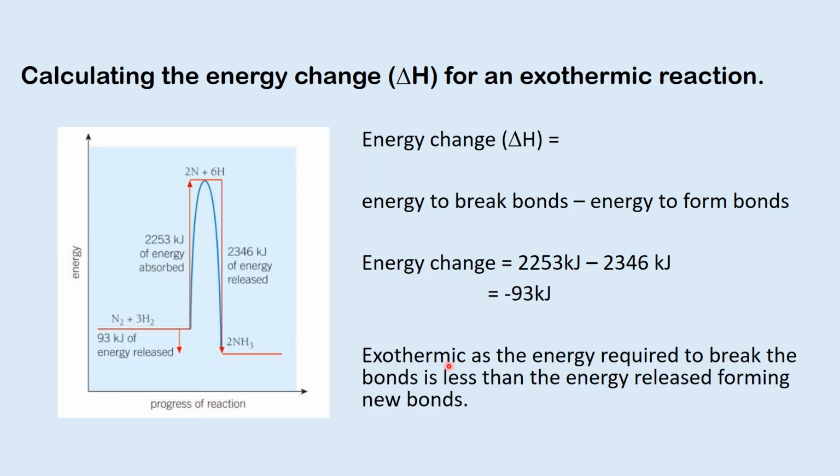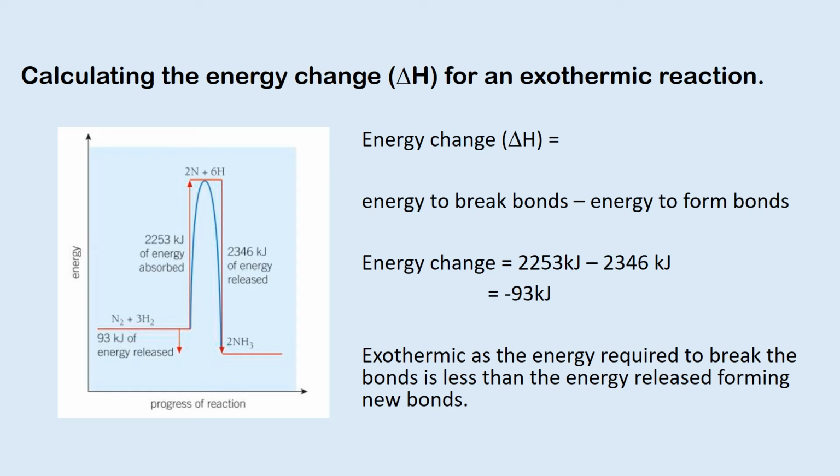In an exothermic reaction, it's exothermic. By the way, this is a very common exam question. They will often ask, why does the diagram, or why does your calculation show that a reaction is exothermic? So it's exothermic as the energy required to break the bonds, as in this value, is less than the energy released forming new bonds, as in that value.